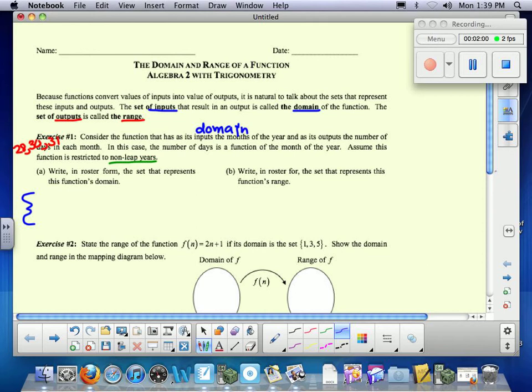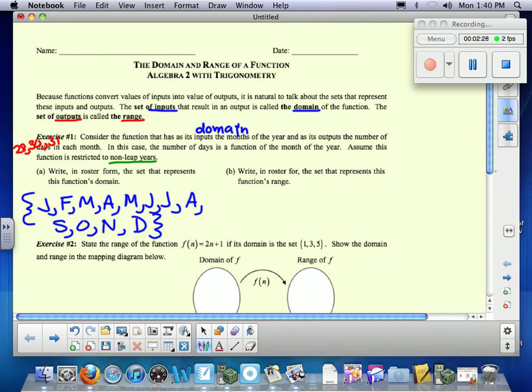January, February, March, April, May, June, July, August, September, October, November, don't forget December at the end. Now, you certainly can write them out if you want to, but I would assume that you don't want to write any more than you have to, so we're going with letters.